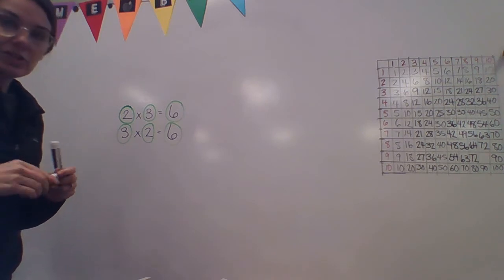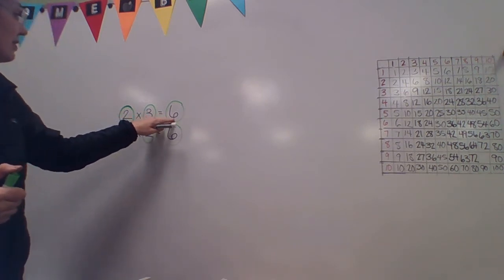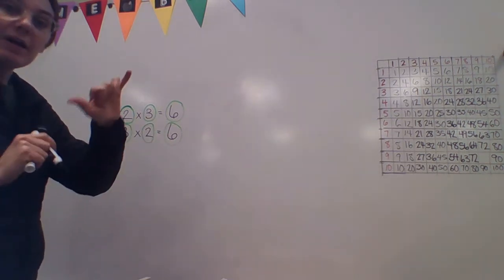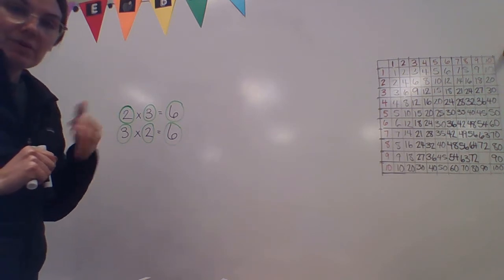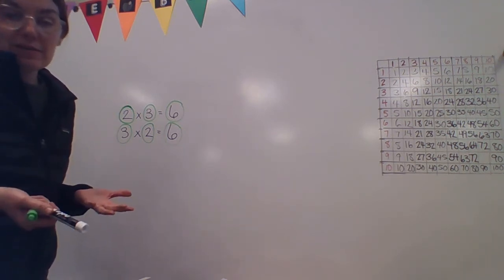The only thing that's changing is the order, right? So here I have 2, then 3, and then 6. Here I have 3, and then 2, and then 6. So I've flip-flopped those factors. I've flip-flopped them, meaning that I've changed the order of them, but I'm still getting the same answer.